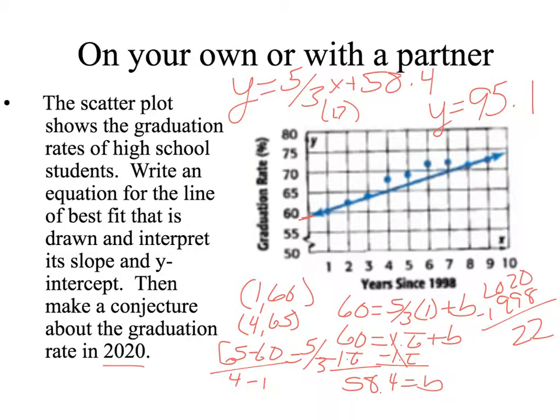That doesn't look right. Oh yeah, it does. Never mind. I was looking at the y-intercept. That's why I thought it didn't look right. But we're actually going to be out here at year 22, almost double the graph. So yes, we would kind of expect it to be up there in the 90s somewhere.